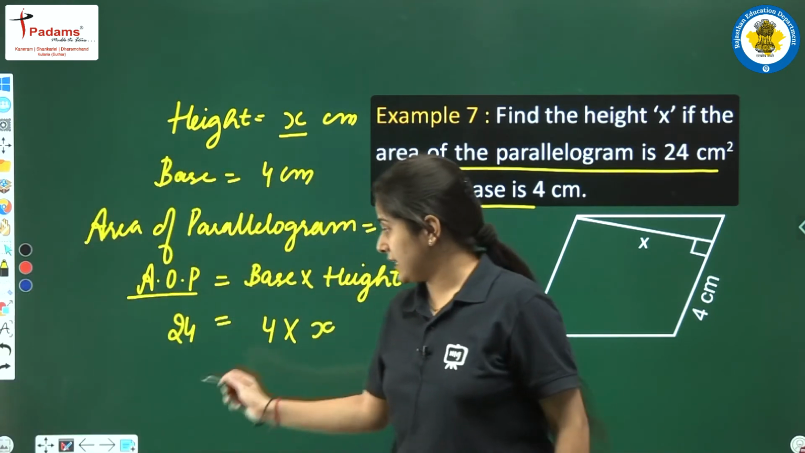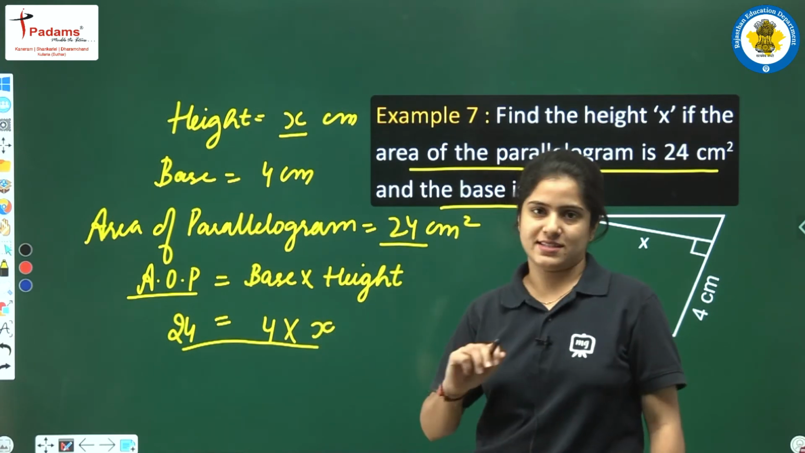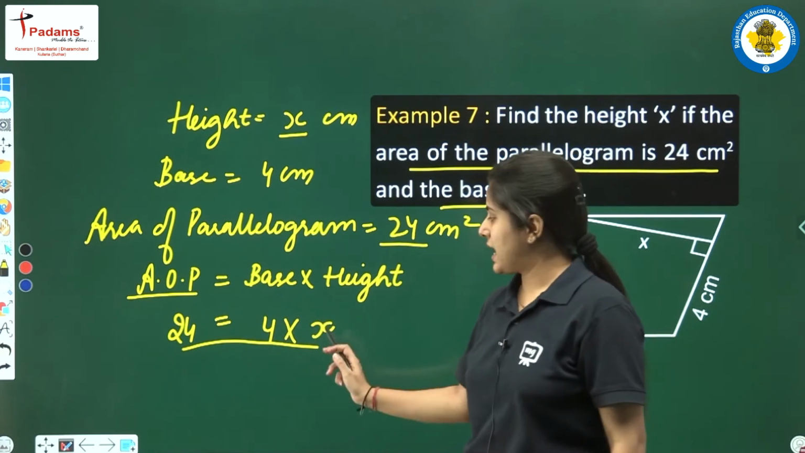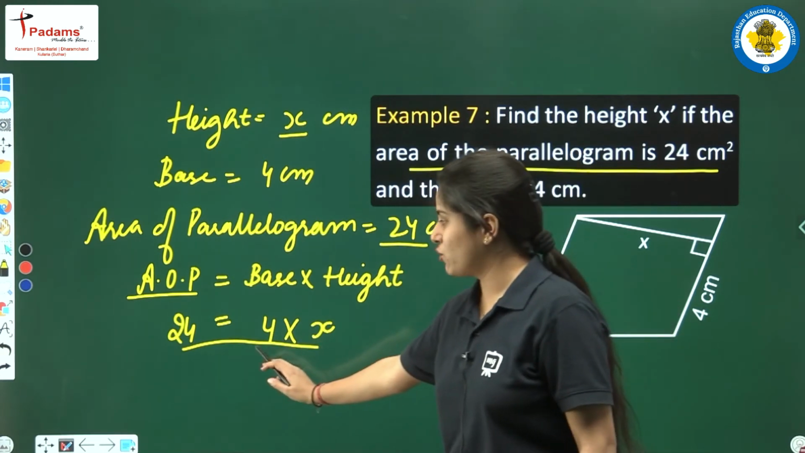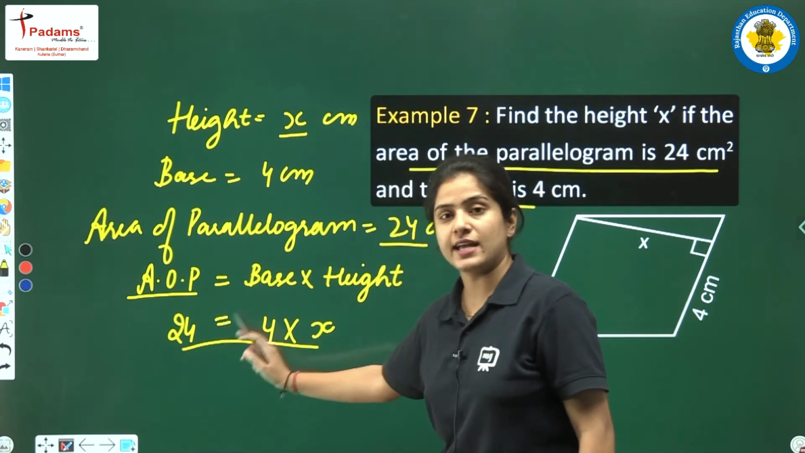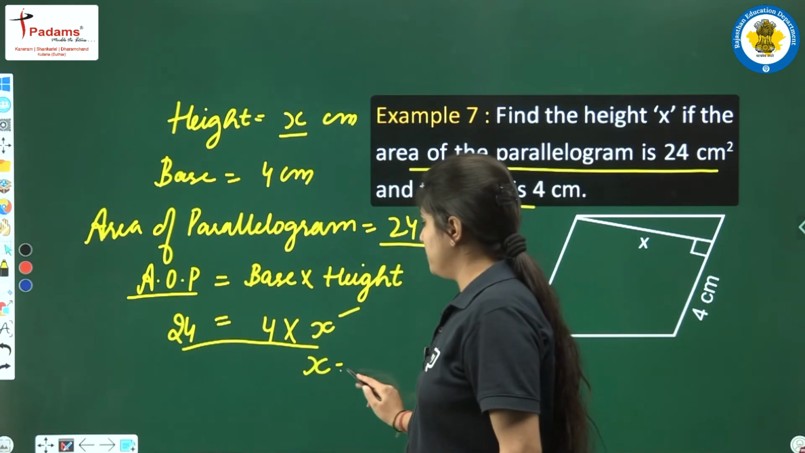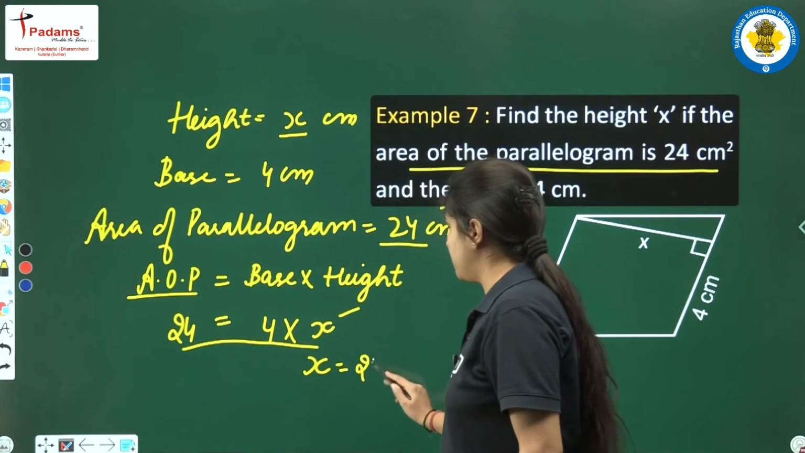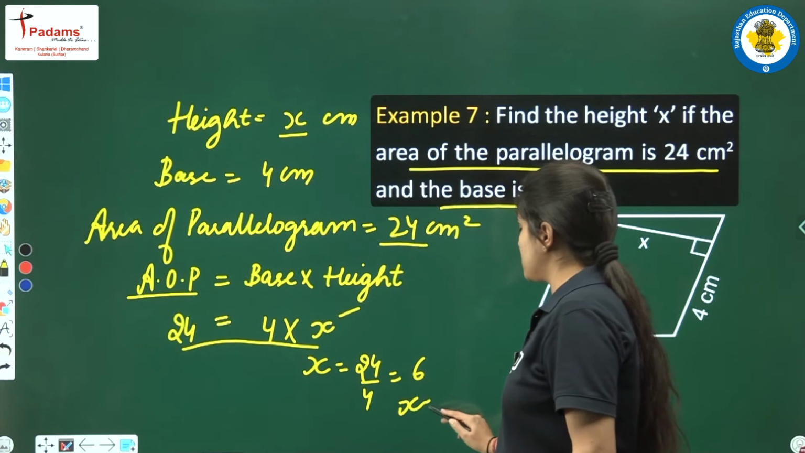This is the required thing, students, that you need to solve. 24 is equal to 4 into x. Now students, 4 into x: x is in multiplication with this 4. So you need to divide by this 4 so that you can find the value of x. Okay. So students, x is equal to 24 divided by 4. That is equal to 6. So x is equal to 6.